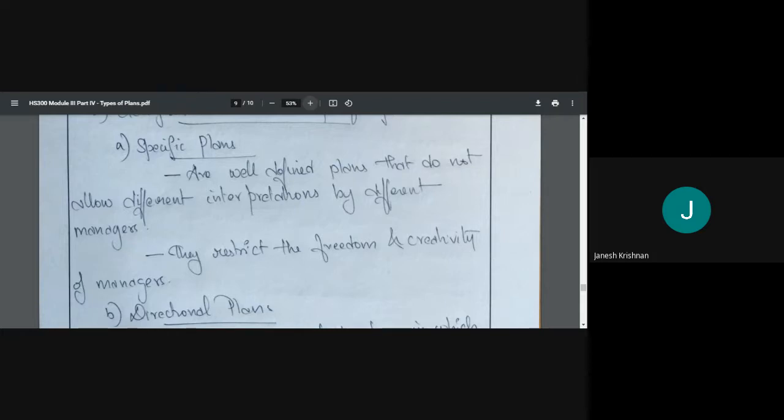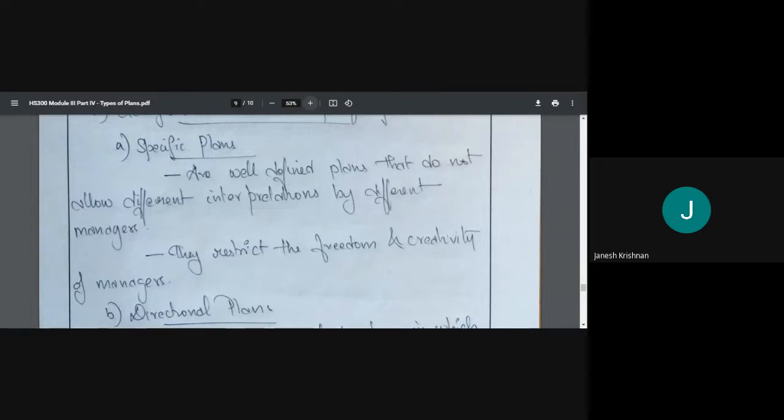So that is specific plans. There's no point of interpretation. There's no difference in opinion വരാനില്ല. വേറെ പ്ലാൻ ഇതുപോലെ ചെയ്തോളാം. Okay, അവിടെ the issue is they restrict the freedom and creativity of managers. Because managers have a blueprint, well defined blueprint ഉണ്ട്. അവിടെ ഒന്നും വേറെ മാറ്റം വരുത്താനില്ല. They cannot do anything else. They have to follow that plan as per. എങ്ങനെയാണോ തന്നത് അത് അതുപോലെ ഫോളോ ചെയ്യണം. There is the restriction in the freedom and creativity.